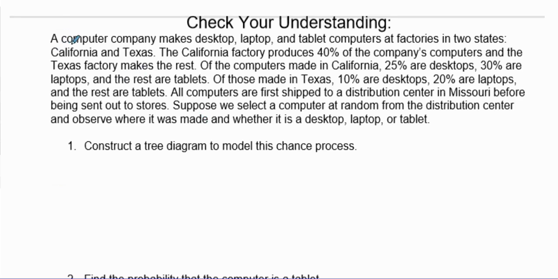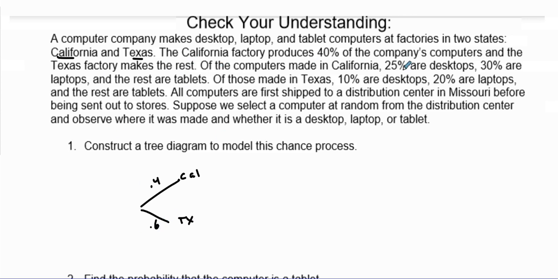So a computer company makes desktop, laptop, and tablet computers at factories in 2 states, California and Texas. The California factory produces 40% of the computers. And the Texas factory produces the rest, so that's going to be about 60%.